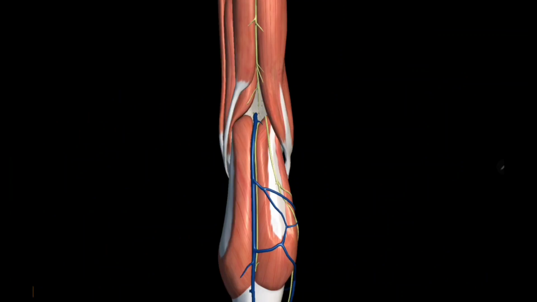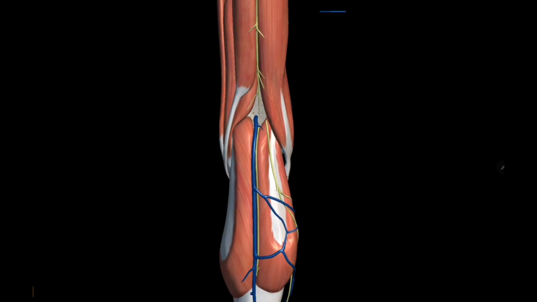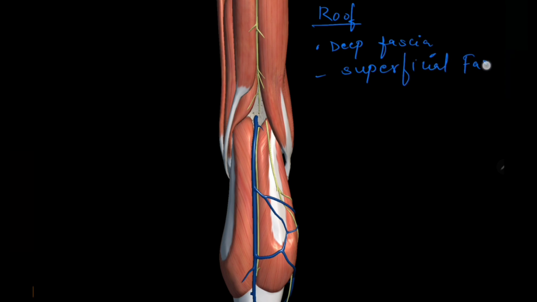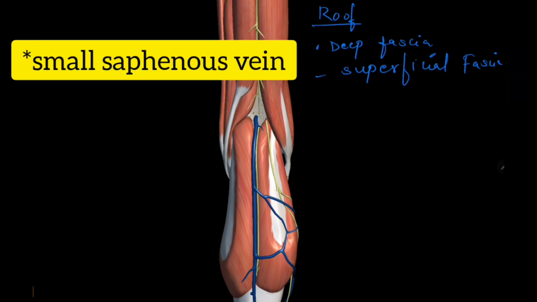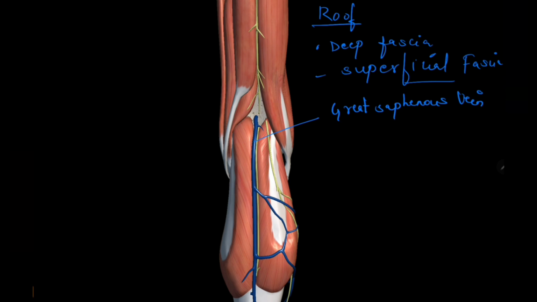Now we are going to talk about the roof of the popliteal fossa. We have discussed the boundaries, now we are discussing the roof. So obviously it will have deep fascia and superficial fascia. Then along with that we have the small saphenous vein. By mistake I have written great saphenous vein. It is not great saphenous vein, it is small saphenous vein, which is also part of the roof.